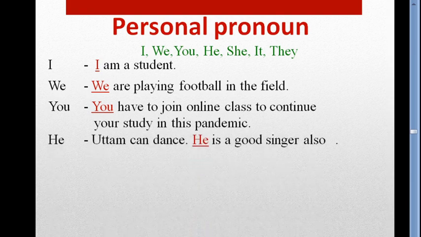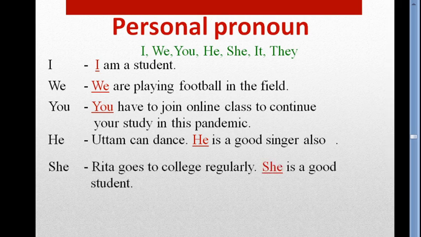He. He is used to indicate the previously used singular male person. The example is, Uttam can dance. He is a good singer also. She. She is used to indicate the previously used singular female person. The example is, Rita goes to college regularly. She is a good student.